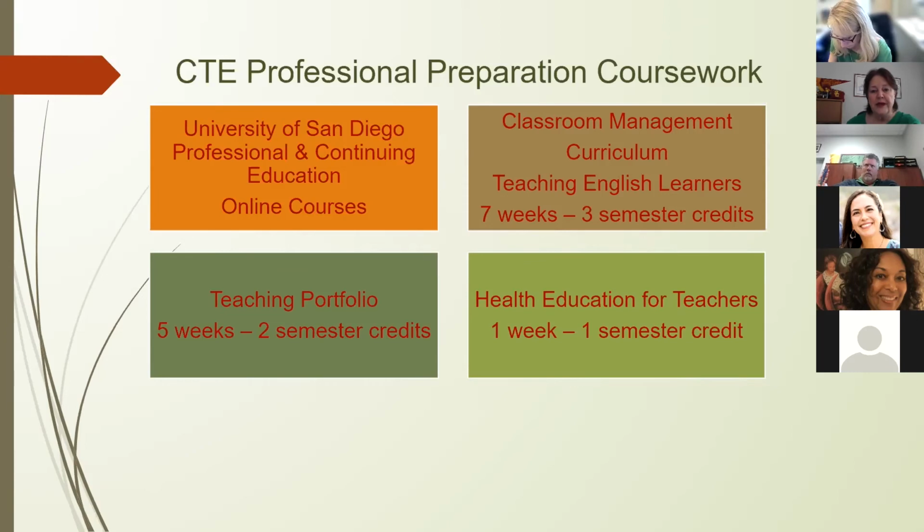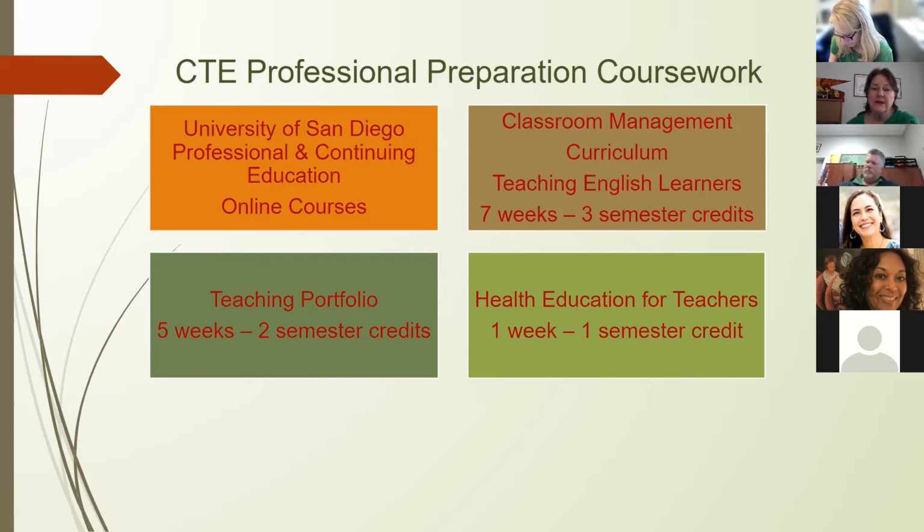The classroom management, curriculum, and teaching English learners classes are $600 a piece. And no, we don't have financial aid, nor does USD. However, if you're a member of California Credit Union or Schools First Credit Union, they offer teacher loans for professional development. So something to consider. So 600, 600, 600, then you get to the teaching portfolio. And that one is 375 or 400? Sorry, having a little brain fade. It's 375 or 400. Then the health education for teachers course, I believe, is 350.